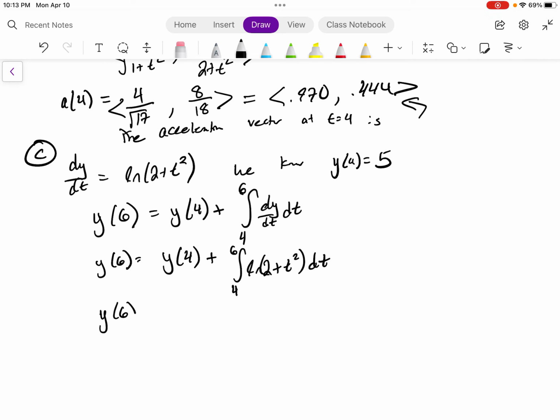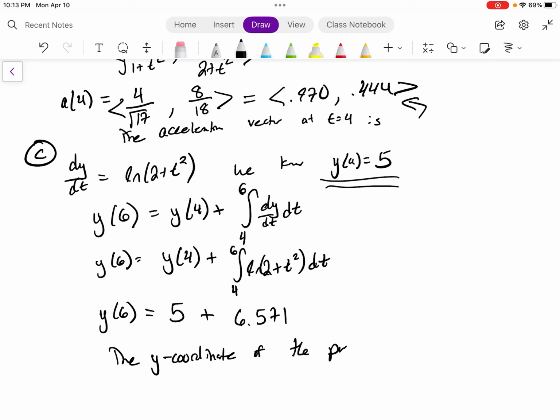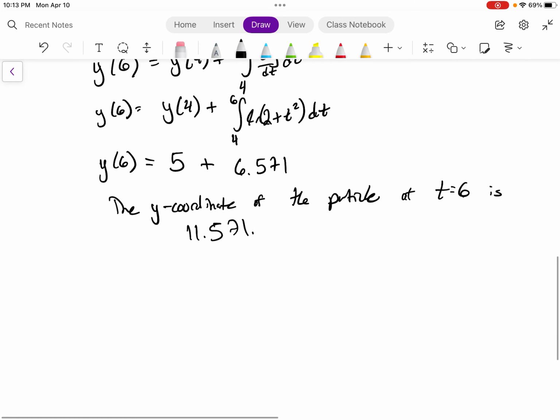And you will find that y of 6 equals 5, right, from this given up here, plus this integral, which you can find out to be something like 6.571, I think, right? So I would say the y coordinate of the particle, right? Because we're boring, right? Much more interesting to use an animal or something. At t equals 6 is, what is that, 11.571. Sounds great. Done.